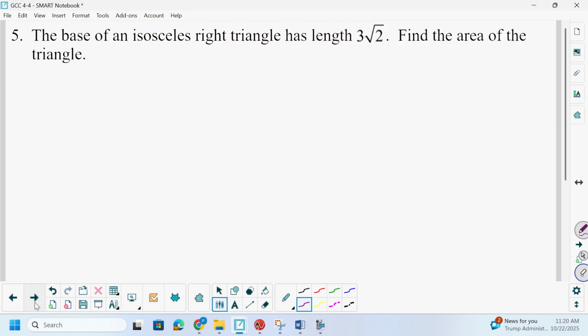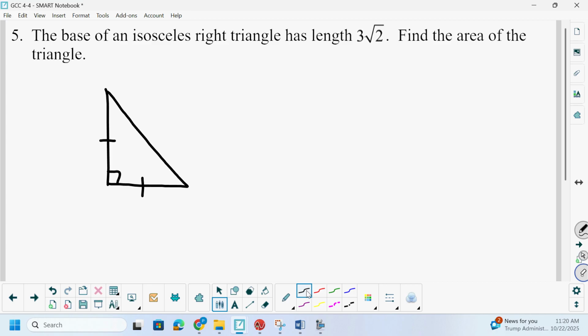Going over to the next page, page 23. We don't have a picture in this question. Let's start by drawing the picture. Base of an isosceles right triangle. So an isosceles right triangle, we'll just start a right triangle to start out. Isosceles should have two congruent sides, so we'll put our tick marks in.